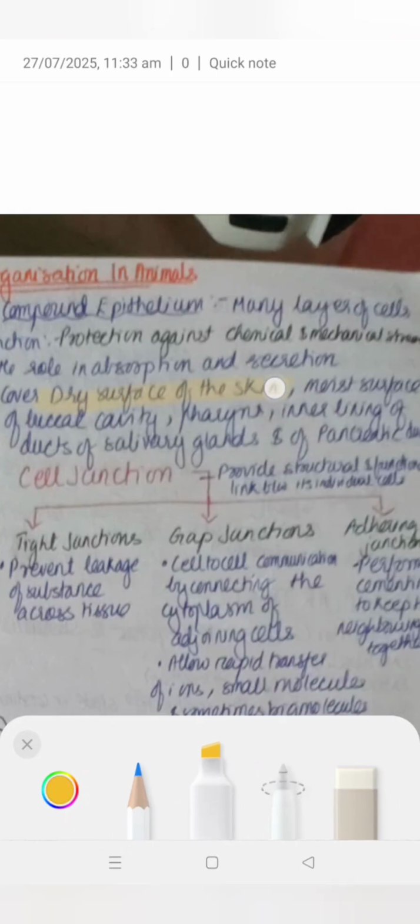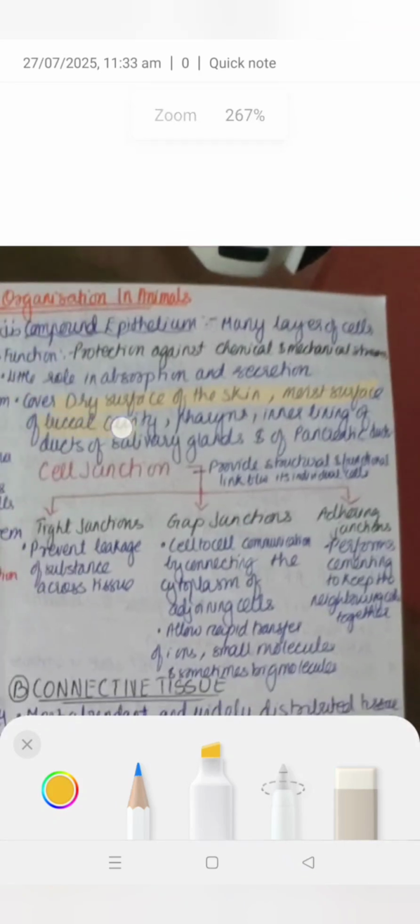So covering the dry surface, which you can feel on your skin, and the moist surface of the buccal cavity near the mouth, and pharynx, and the inner lining of the ducts of salivary glands and pancreatic ducts.